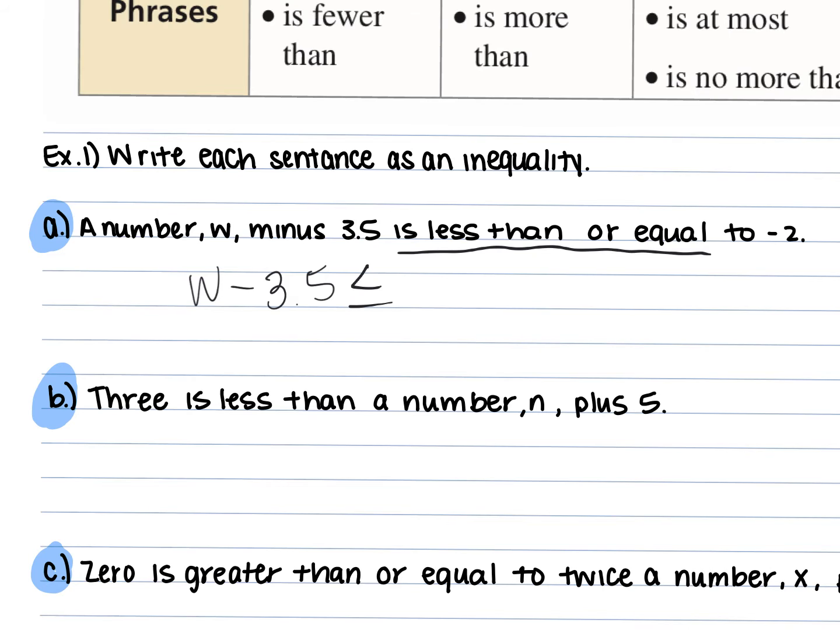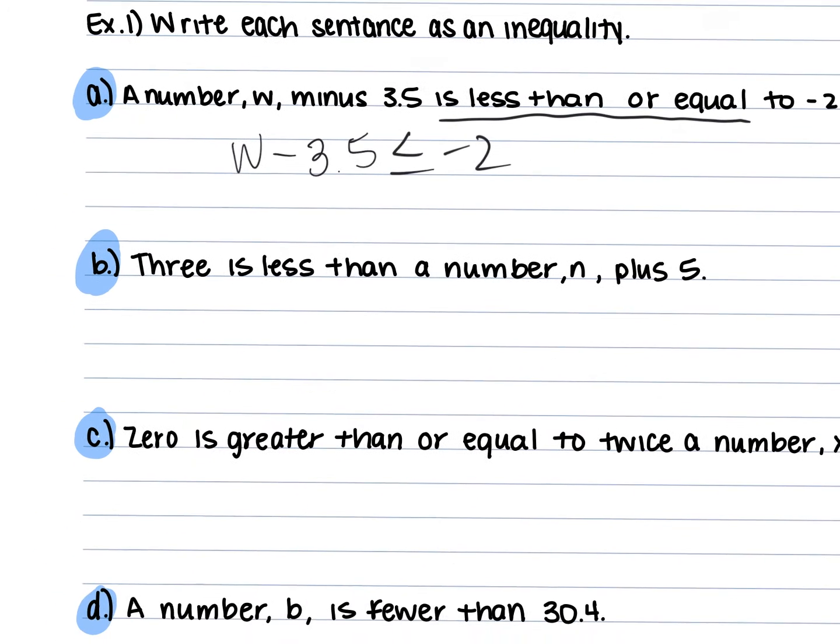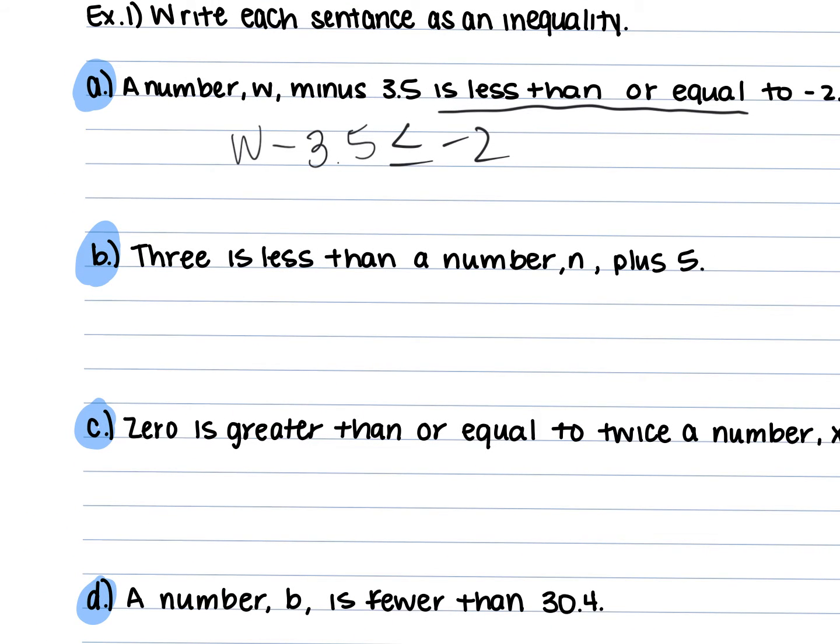And what number goes on the right, Jonathan? Negative 2. Does everyone see where I got this inequality from? Okay, let's do another one. And then I'm going to let you guys do the rest of them.